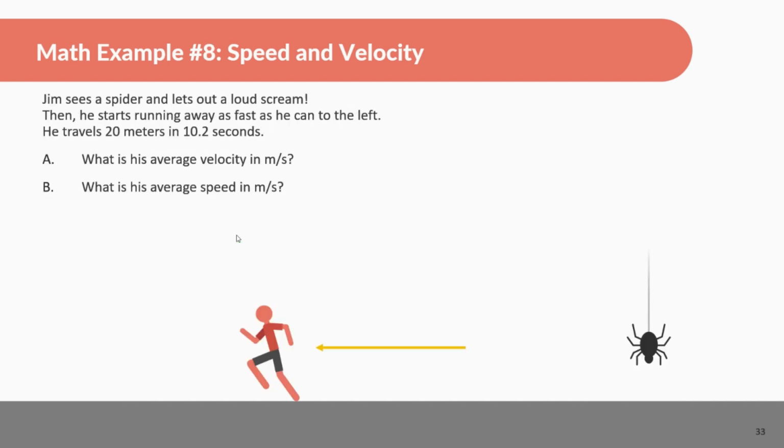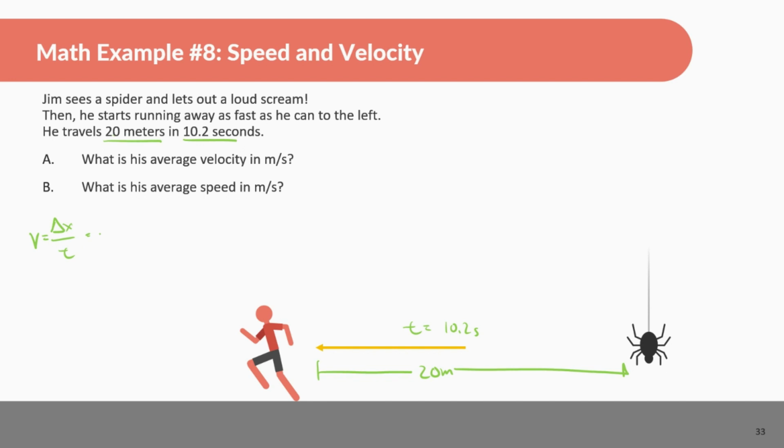Jim sees a spider and lets out a loud scream. Then he starts running away as fast as he can to the left. He travels 20 meters in 10.2 seconds. Again, starting out with underlining, then a little bit of drawing: 20 meters, in a time of 10.2 seconds. Again, we're doing velocity: displacement divided by time.